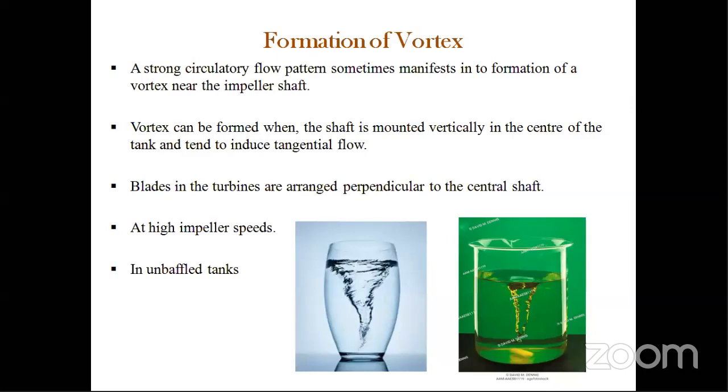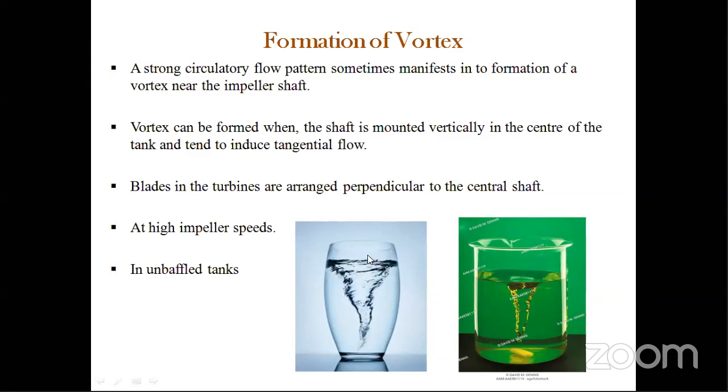So what is a vortex? It is a strong circulatory flow pattern, sometimes manifesting into the formation of a vortex near the impeller shaft. It happens near the impeller or the shaft, and it rotates with the axis of the impeller and the shaft. In the first picture, you see a glass of water in which a vortex is formed. You have seen this type of natural phenomenon in turbines or when a storm is coming. That time this type of vortex also happens with the storm.